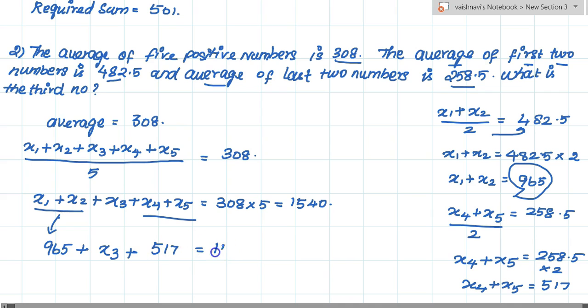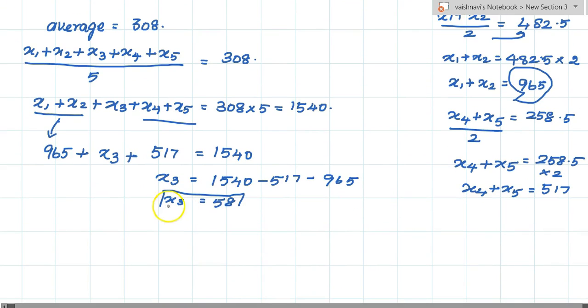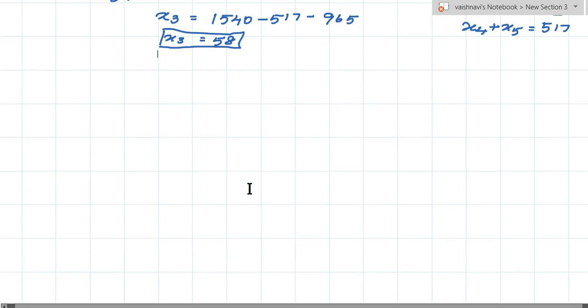517. So what you have to do, you have to add 965 plus 517 and subtract it from 1540. Finally, you will get the value of 58. So the third number is 58. We'll go for the next problem.